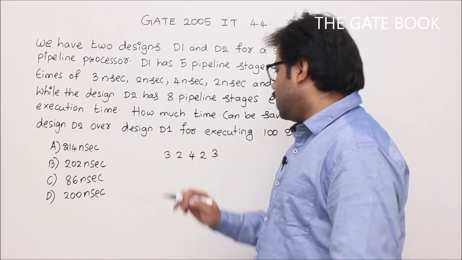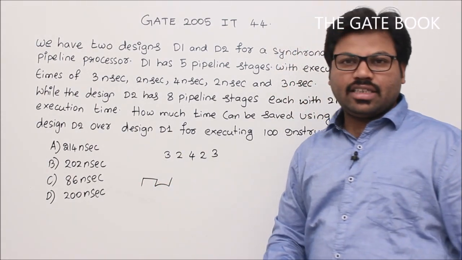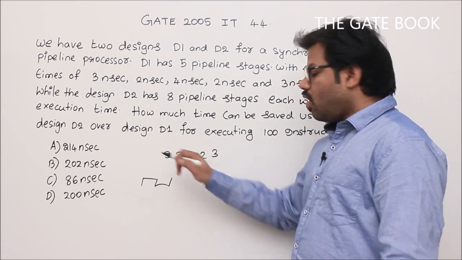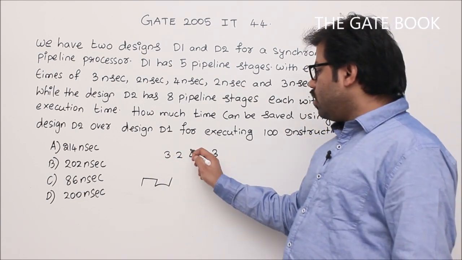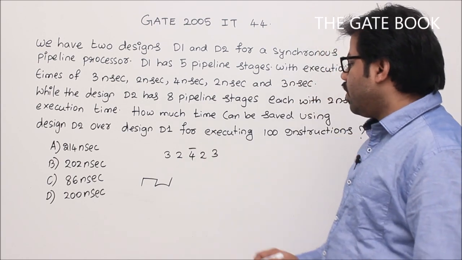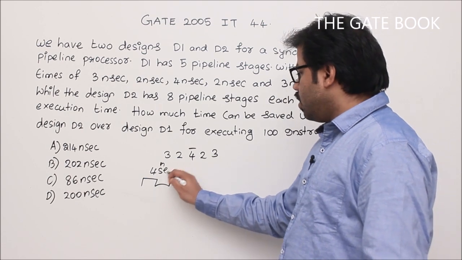So there are 5 stages. Now what is the clock cycle we have to keep for each stage? Because it is synchronous, the clock cycle should be fixed the same for every stage. So that's why I go with 4, right? So it is like having each clock cycle 4 nanosecond, remember.